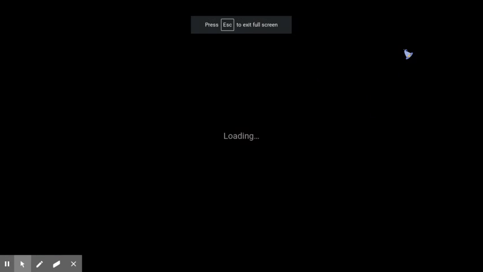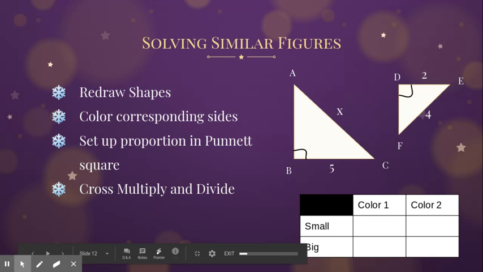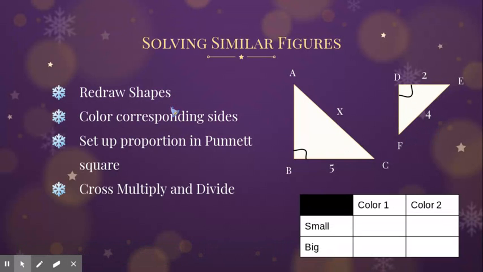Okay, guys, so yesterday we just set up the proportions for our similar figures. We didn't do any solving. So today we're going to actually solve them. We're going to do all the same things that we did yesterday. We're going to redraw the shape in the same orientation, color the corresponding sides, and then set up our proportion in the Punnett square. And then the last thing you do is you cross multiply and divide.